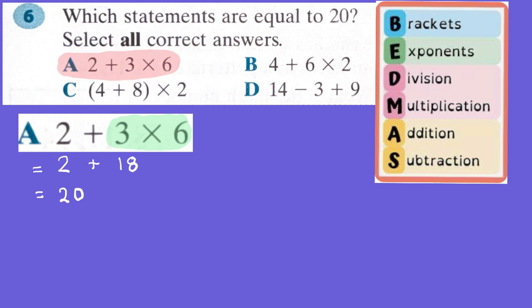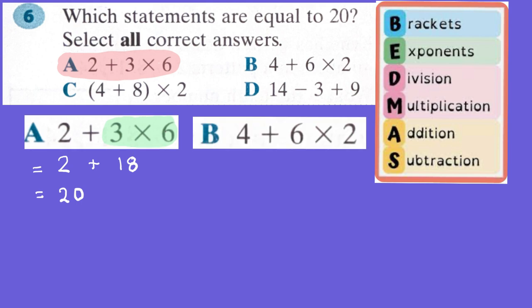Now let's go to B. Once again, the operation multiplication is going to be first. So we'll circle that. We'll do that first. And we'll get 4 plus 12. And 4 plus 12 is 16, which means that this is not our answer.